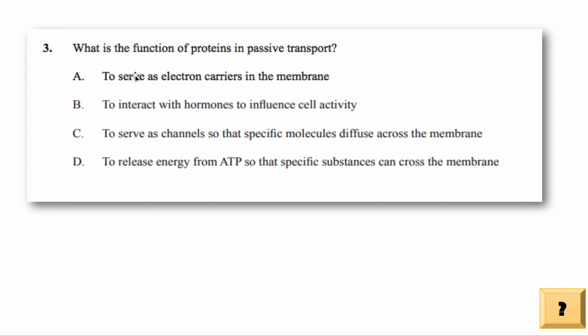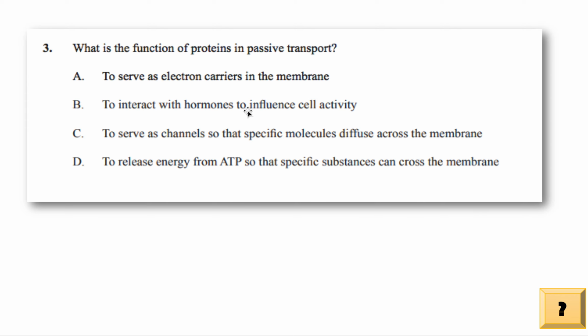So is it A, to serve as electron carriers in the membrane? Well, no. There are proteins that are electron carriers in the membrane, but these ones in passive transport do not carry electrons. So it's not wrong to say that proteins can be electron carriers, but the proteins in passive transport are not electron carriers. That's not their purpose. So what about B?